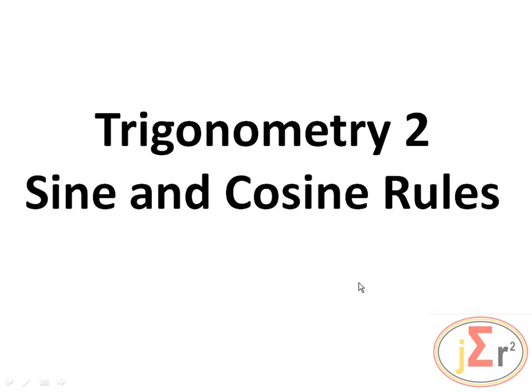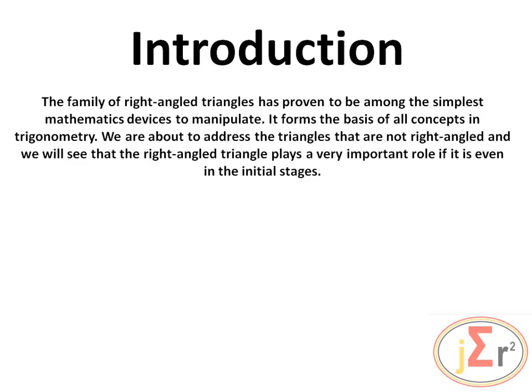Welcome to our second topic in trigonometry. It is topic number 33 and it is called Sine and Cosine rule. The family of right-angled triangles have proven to be among the simplest mathematics devices to manipulate. It forms the basis of all concepts in trigonometry.